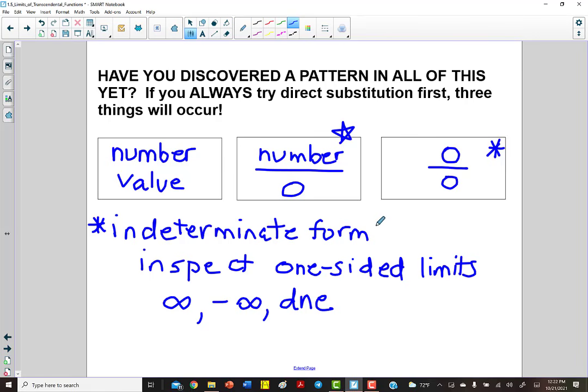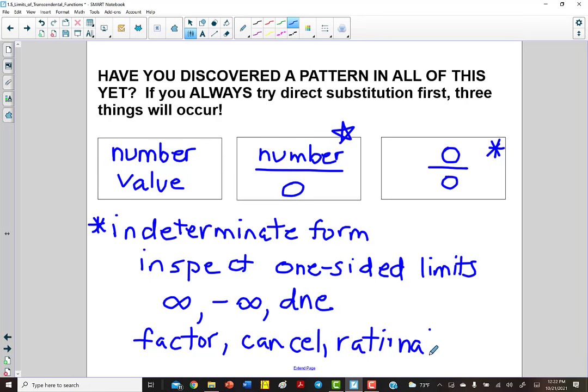Also, when you get indeterminate form, that's an indication to do something. You either want to factor, you want to cancel, you want to rationalize, you want to analyze. So this is my "I got to do some more work" step right there, just like we saw on the trig graph. So either factor and cancel, try to rationalize the numerator or the denominator, or like we said, analyze it by inspecting one-sided limits.